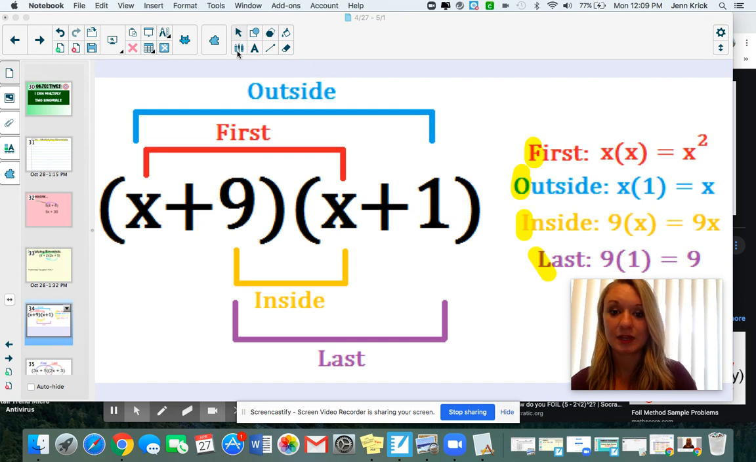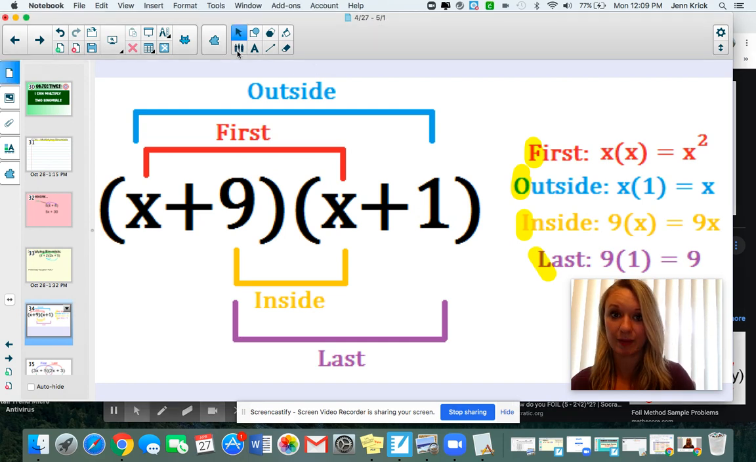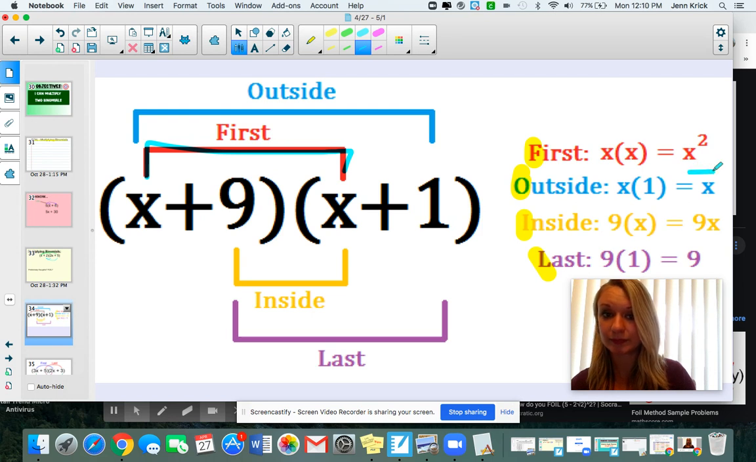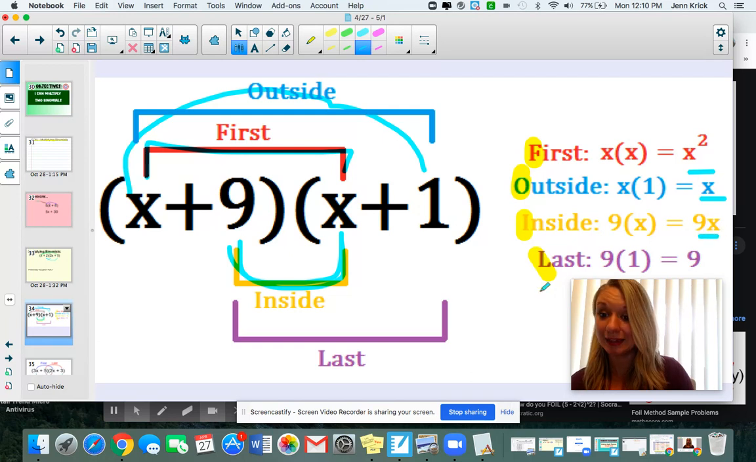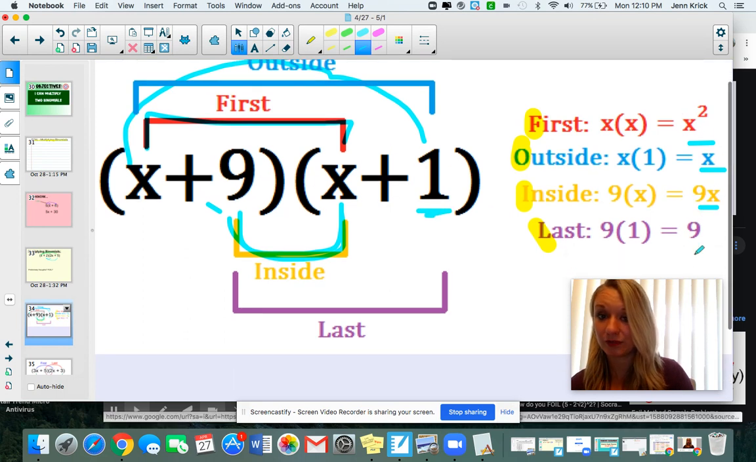So first means that we multiply the first terms in our binomials, which is x and x here. When I do that, I do x times x. That gives me x squared. O stands for outside, so I'm multiplying the outside terms. So x times 1, which is just 1x, or just x. I stands for inside, these inside terms here, and 9 times x gives me 9x. Last stands for the last terms in the binomials. 9 times 1 is 9. Then you combine all of these based on the signs and you get a concise answer. And I'll show you that more in depth.